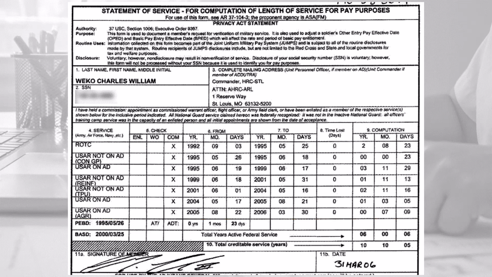So, in 2006, with all this jumping around from status to status, HRC realized that they were going to have to recalculate my pay entry basic date and my basic active service date. And you can see from this form what they came up with. Now, I just got to say that this old-timey form is not exactly easy to understand.